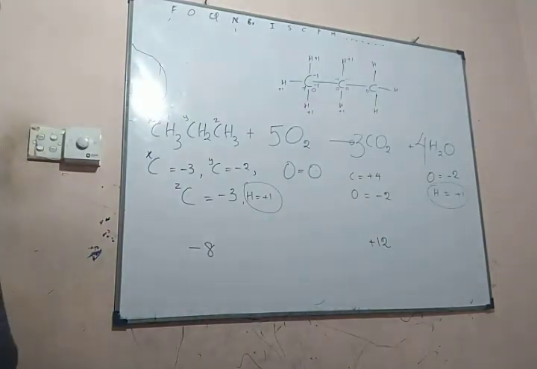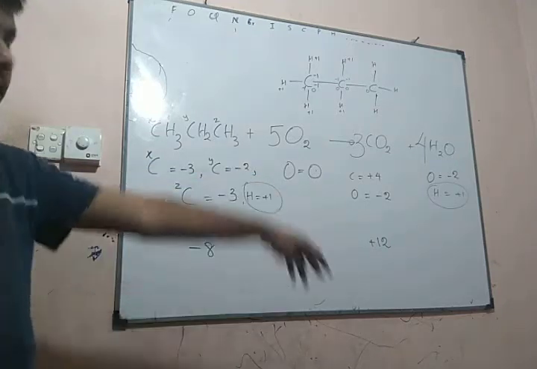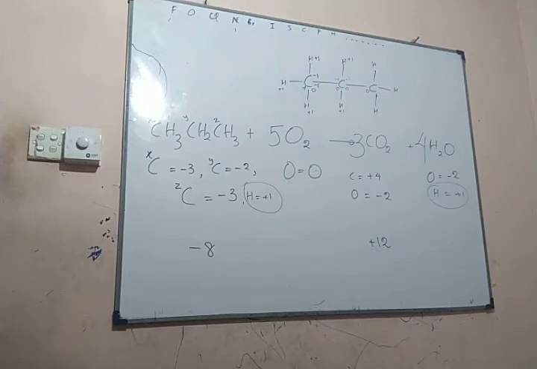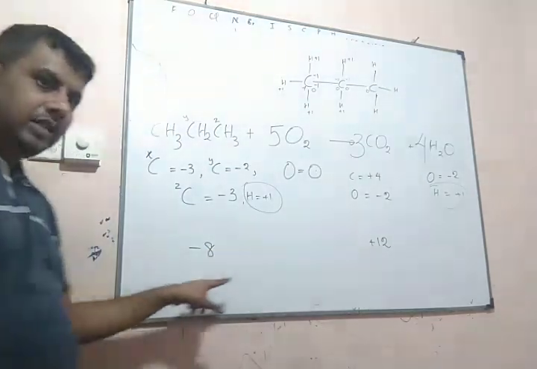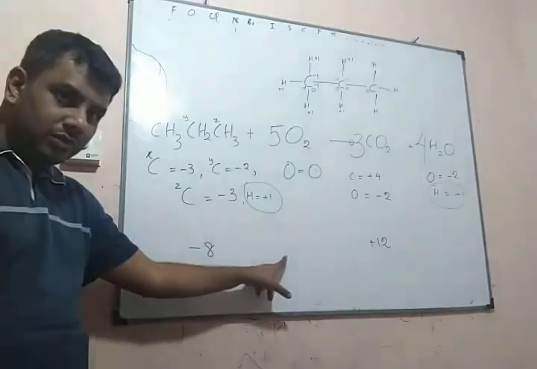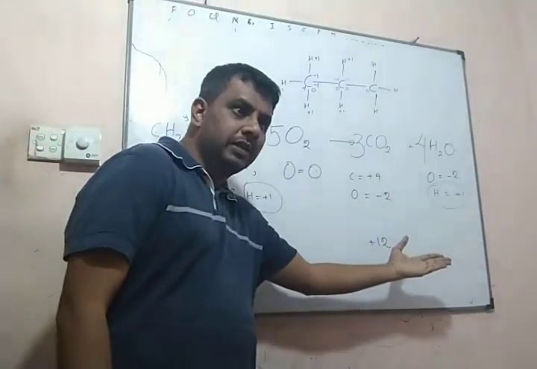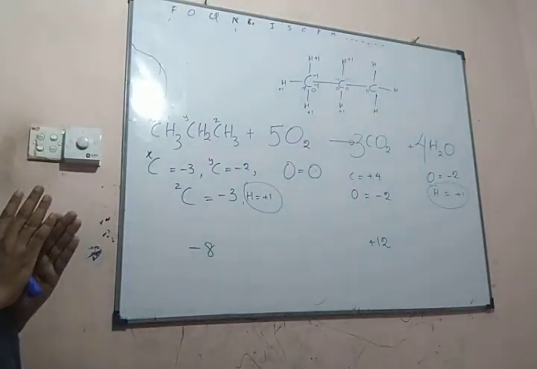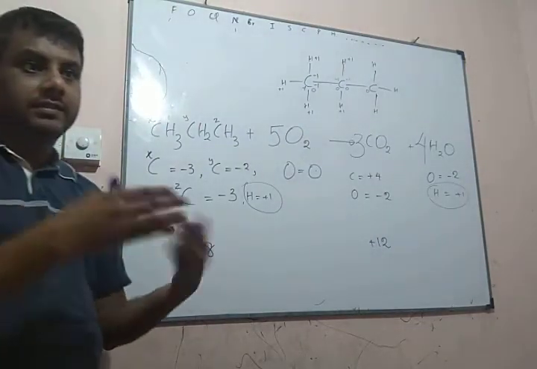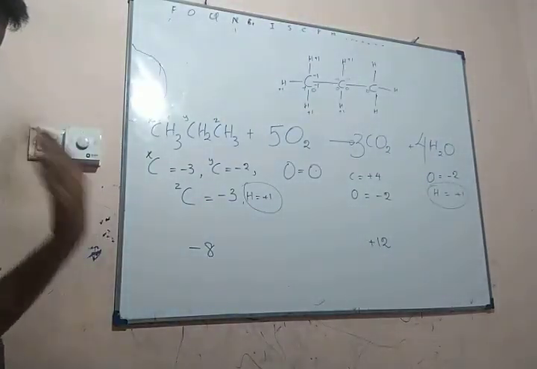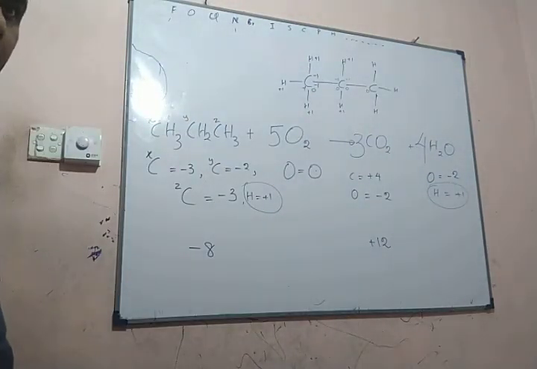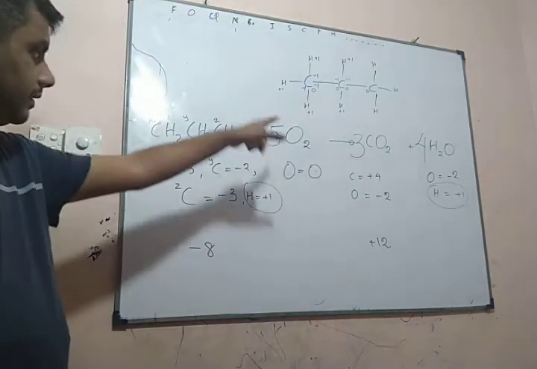So 12. How many electrons have been lost? Minus 8 to plus 12. How many electrons? Just think. Minus 8 to 0, how many electrons? 8 electrons. Then 0 to 12, another 12 electrons. So totally 20 electrons. Right? Carbon has donated, or carbon has given, 20 electrons, and such 20 electrons will be gained by this oxygen.